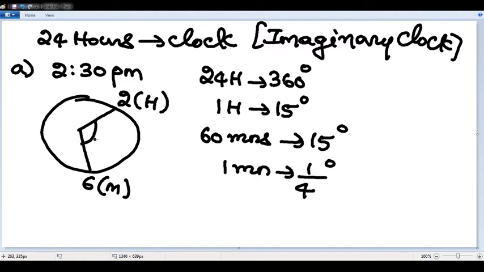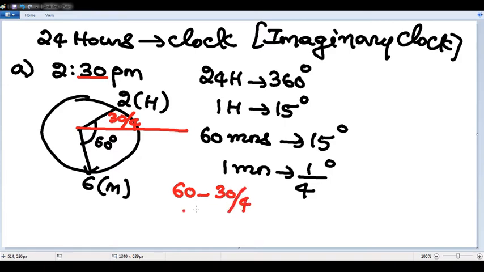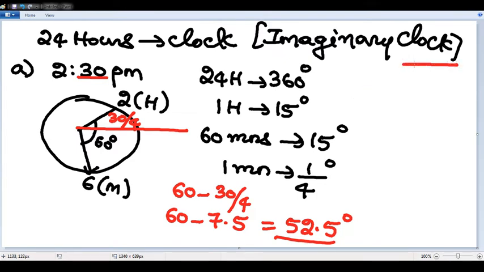2:30, total difference is 4 hours. 1 hour 15 degrees, 4 hours it is 60 degrees. Whenever the minute hand reaches 6, our hand will move for 30 minutes. 1 minute it is 1/4 degree, so this is 30 by 4. So answer is 60 minus 30 by 4. 60 minus 30 by 4 is 7.5. Answer is 52.5. Right? So remember these premises, you don't need to memorize, it comes very naturally to you.